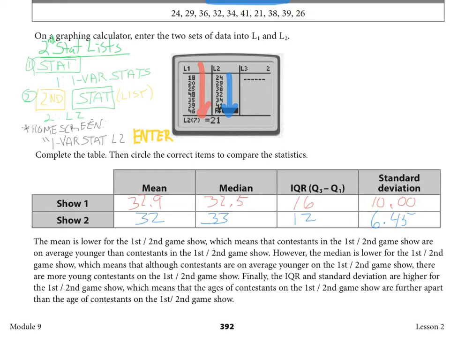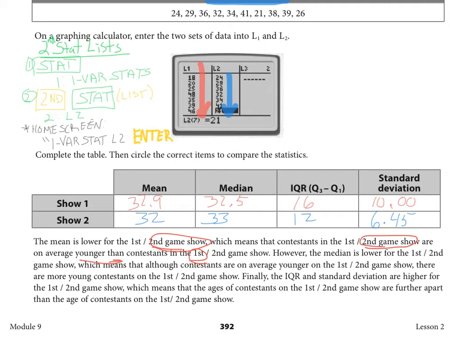So here we are with the stats that you should have pulled off of your calculator. Then we have this big long paragraph here. It says the mean is lower for the second game show, which means that the contestants in the second game show were on average younger than contestants in the first game show, right? Comparison, younger than.